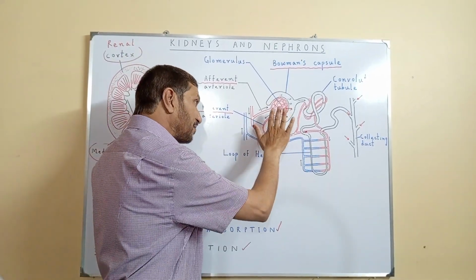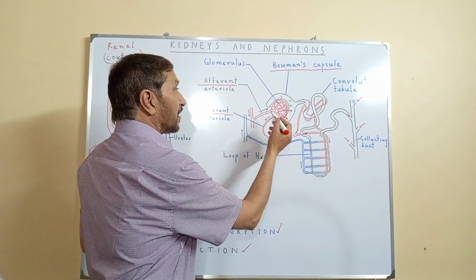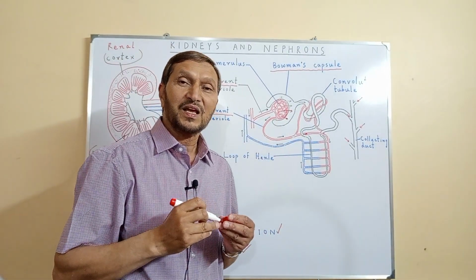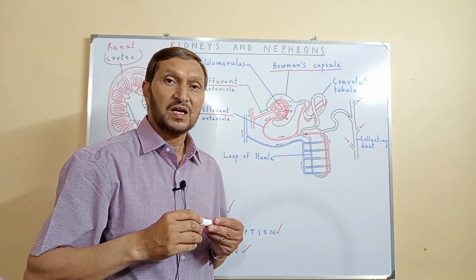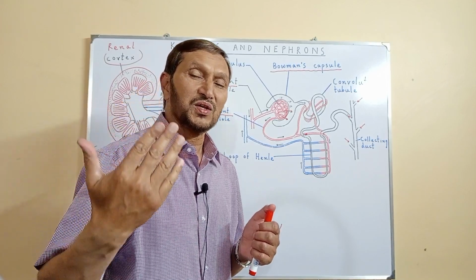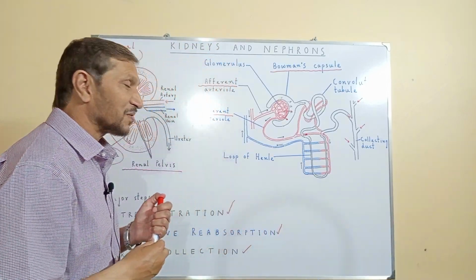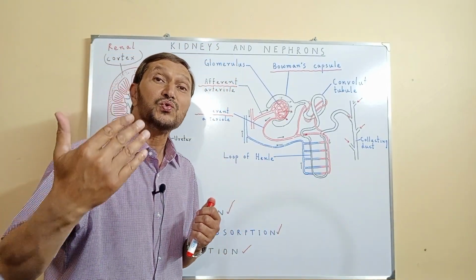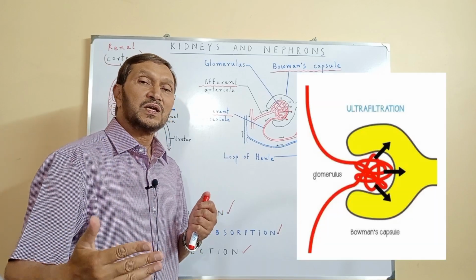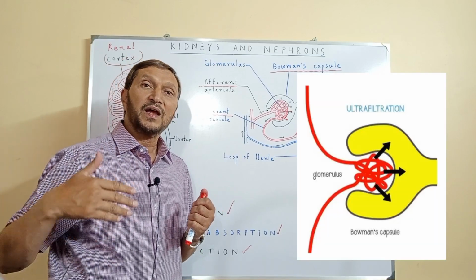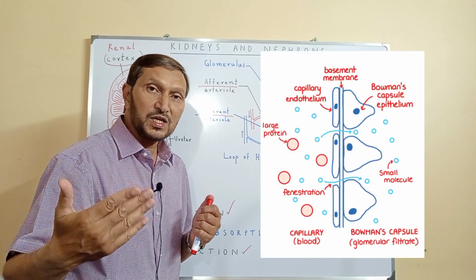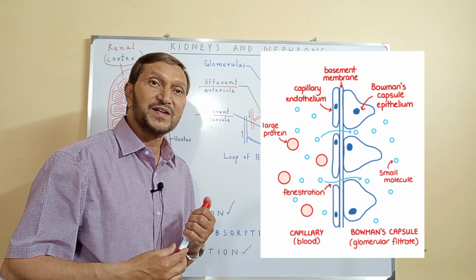And due to this high blood pressure, the smaller molecules present in the blood come out, they are filtered. And what are those smaller molecules? These smaller molecules are molecules of water, molecules of urea, molecules of glucose and amino acids, and salts like salts of potassium and sodium and bicarbonates, etc.